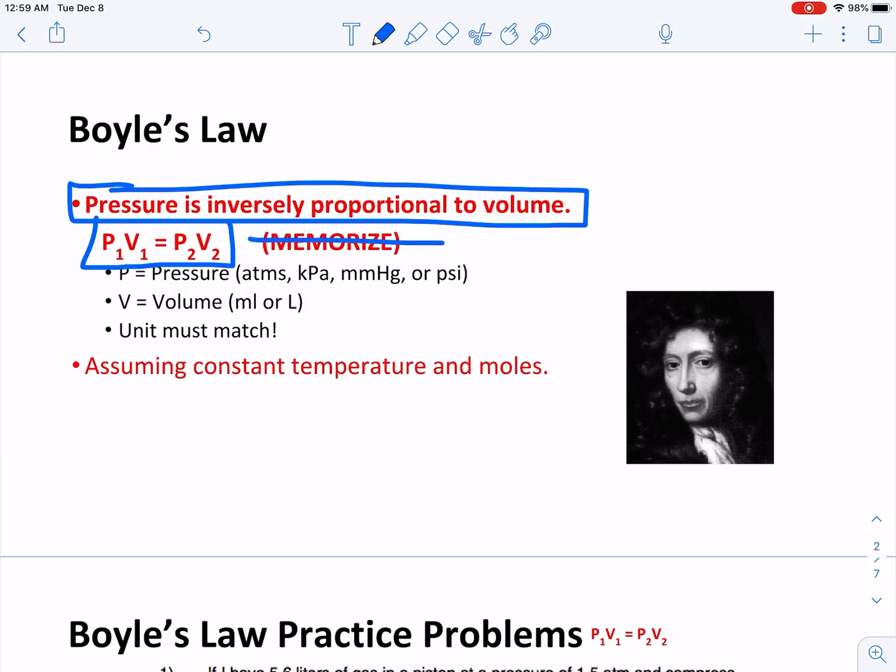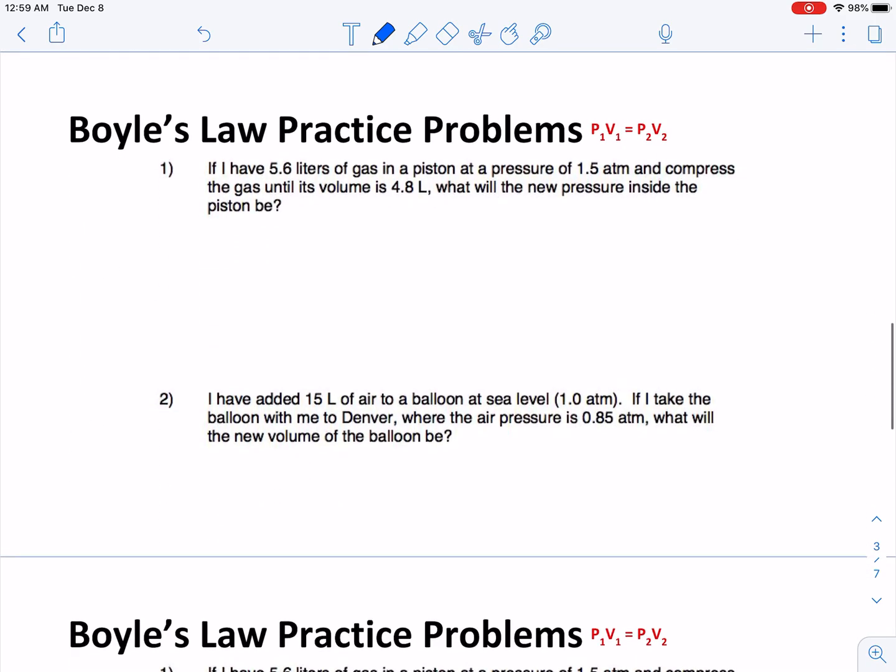And again, the units can vary. It's just as long as they're matching, right? As long as the unit for P1 is the same as the unit for P2. So if P1's in atmospheres, P2 has to be in atmospheres. Volume's the same way. If this volume's in liters, then the second volume also needs to be in liters. As long as they match, the math should work out. Now notice, we're ignoring temperature, and we're ignoring the amount of gas, the moles. So don't worry about moles, don't worry about temperature here. We're assuming they are kept constant. So again, I'll just walk through an example problem and then have you work on one.